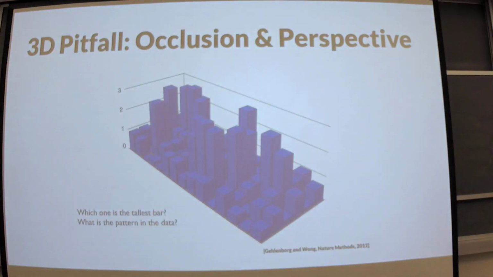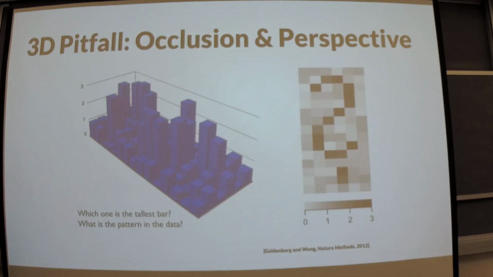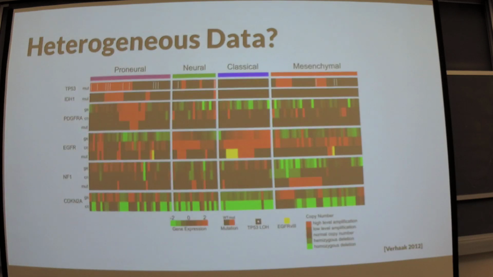This is just to recap, 3D. Can anybody spot a pattern here? Nobody can spot a pattern. If I plotted this as a heat map, we see this question mark pop up. Right? So heat maps are pretty good.